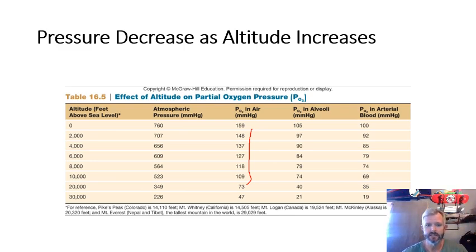Why does this take place? Why does the atmospheric pressure decrease? Well, think about it. Gravity is pulling. It is stronger nearer to the Earth than it is further out, and so the pull is greater, and so there are more gas molecules creating more pressure. Okay, but that's what's taking place. This is why our oxygen is decreasing as we go up into higher elevations. And if we do this, we're decreasing the gradient, and it's going to affect the exchange of gases.